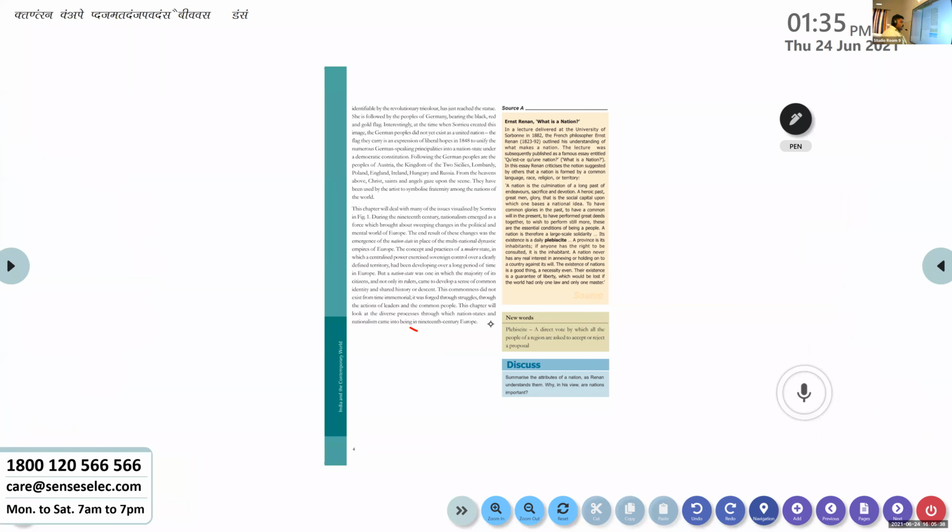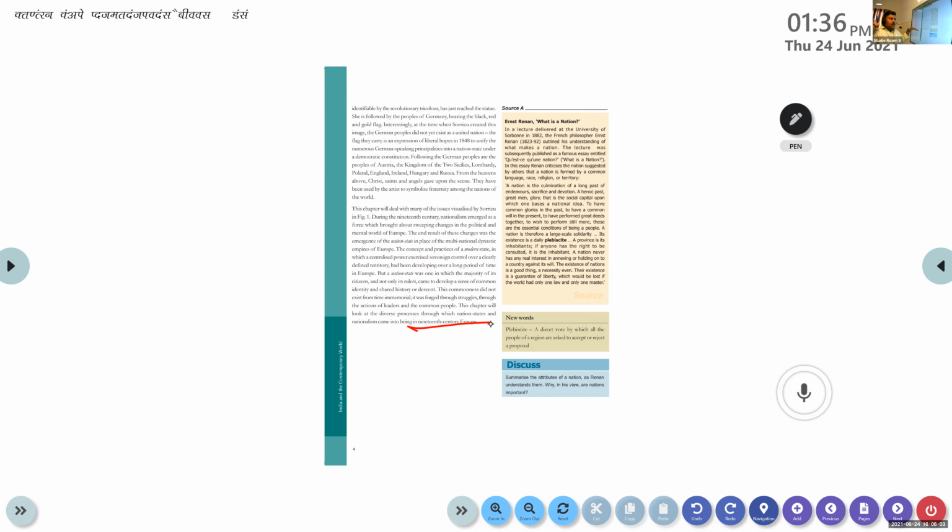Okay, so in the 19th century, what happened? A number of new states, new countries, emerged in Europe on the basis of this feeling. What feeling? The nationalist feeling. We have to understand one thing: this feeling of commonness did not exist from time immemorial.